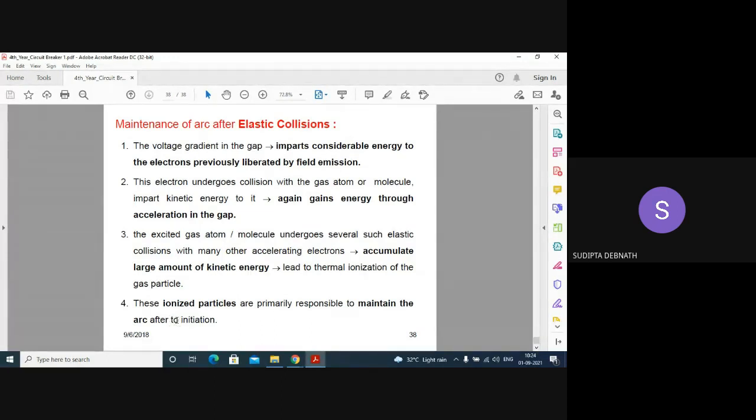After initiation, okay, the field emission is no longer responsible for maintaining the arc. Who is responsible? The ionization phenomena is responsible. Okay, the ionization phenomena and the elastic and non-elastic collisions are responsible for maintenance of the arc.